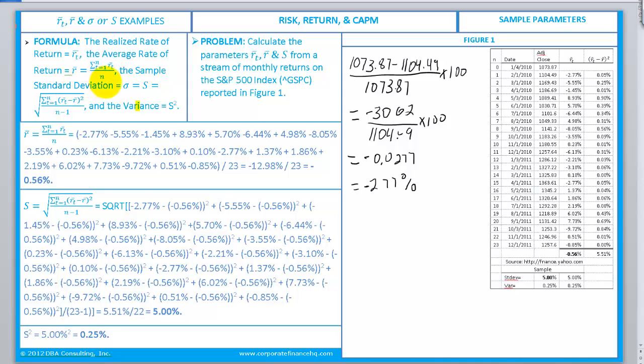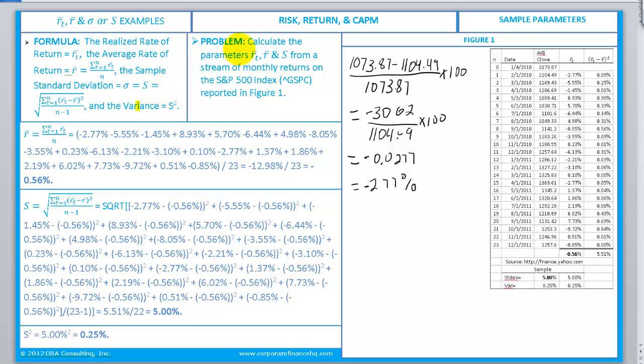The sample standard deviation is equal to small sigma capital S, and that's equal to the square root of the sum from t equals 1 to n of R hat sub t minus R hat, squared, divided by n minus 1. And the variance, of course, is the standard deviation squared.